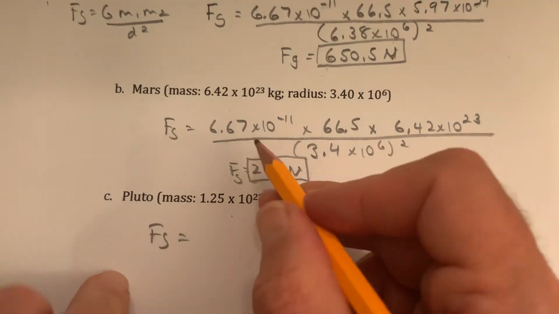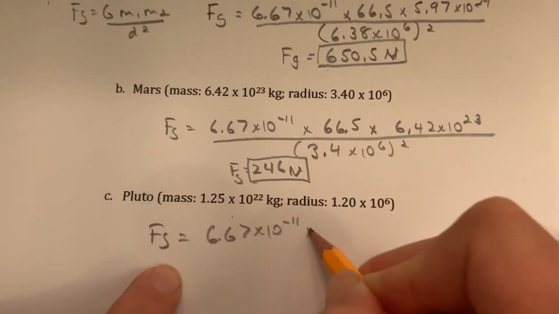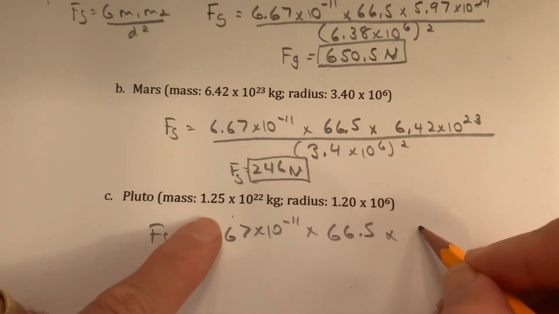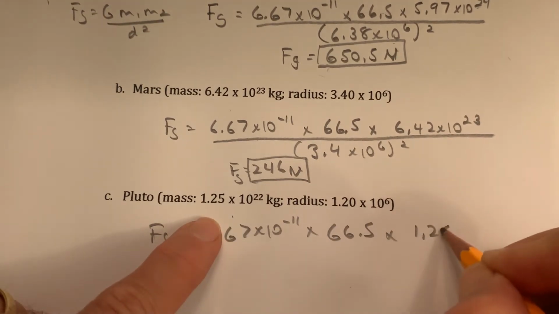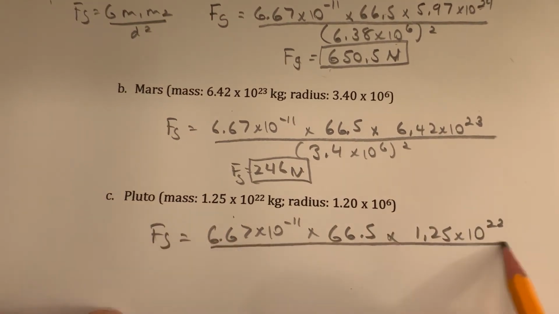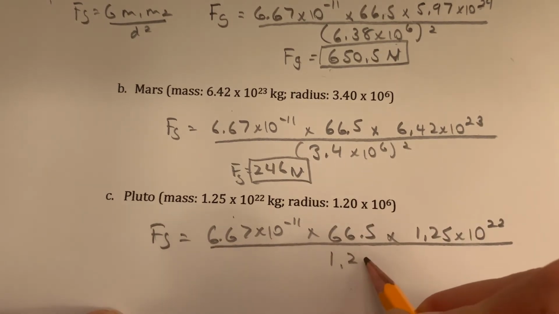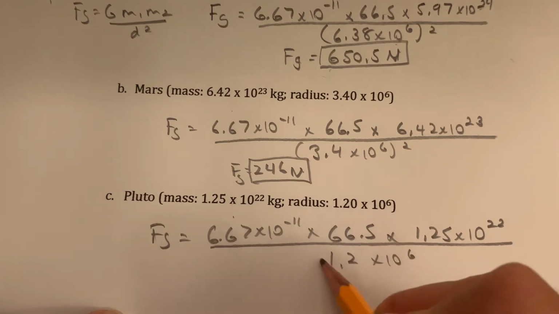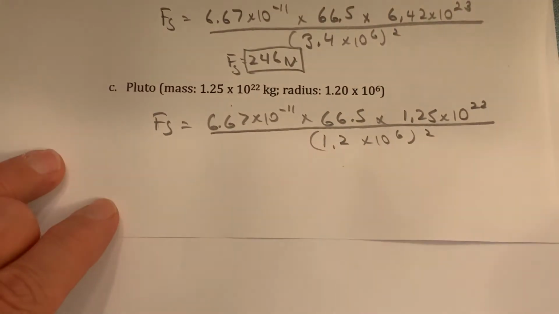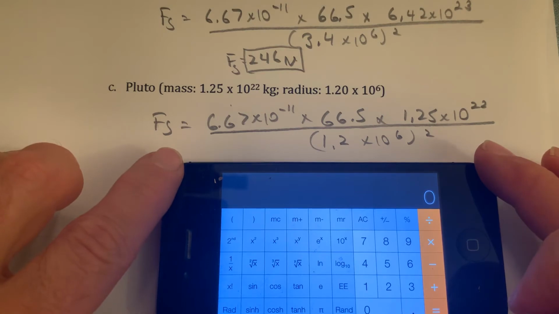So FG is going to be big G, which is 6.67 times 10 to the negative 11, times the same mass. And this is going to have even smaller mass for Pluto. It's 10 to the 22nd. And all that's going to be divided by a smaller radius, which is 1.2 times 10 to the 6th squared. All right, cancel that out.